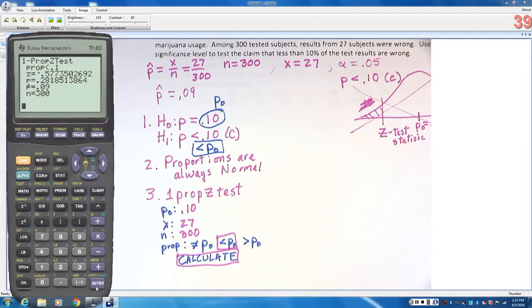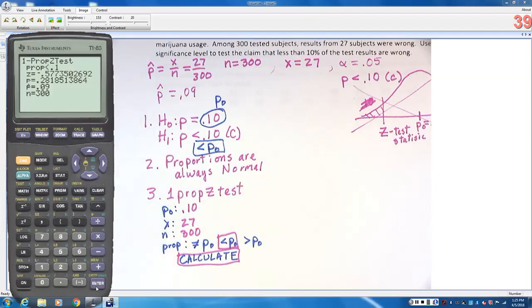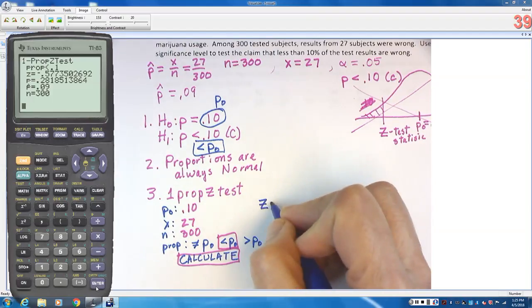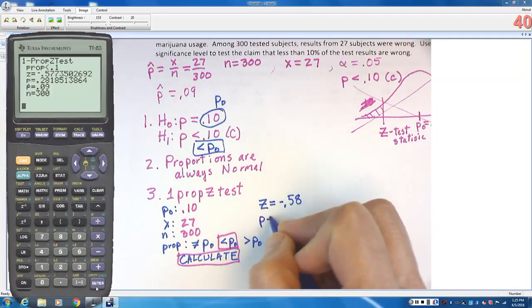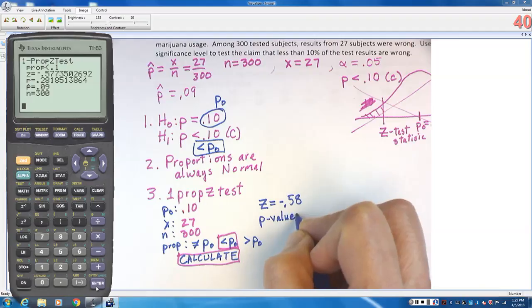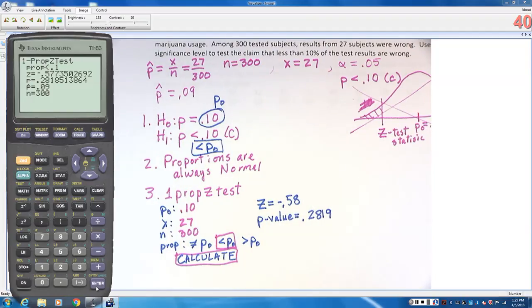The first thing is we can compare our p less than 0.1. It drops to 0. Our z-test statistic, I need you to write that down. This is our test statistic. Next is negative 0.58, 2 decimal places. P-value, we want 4 decimal places: 0.2819, I rounded. And that's all you need the calculator for. Notice it does give you p hat. We didn't really need to figure out p hat for this problem.